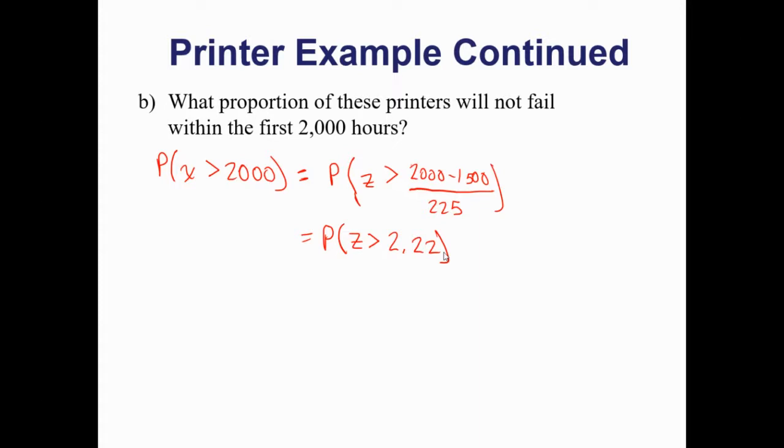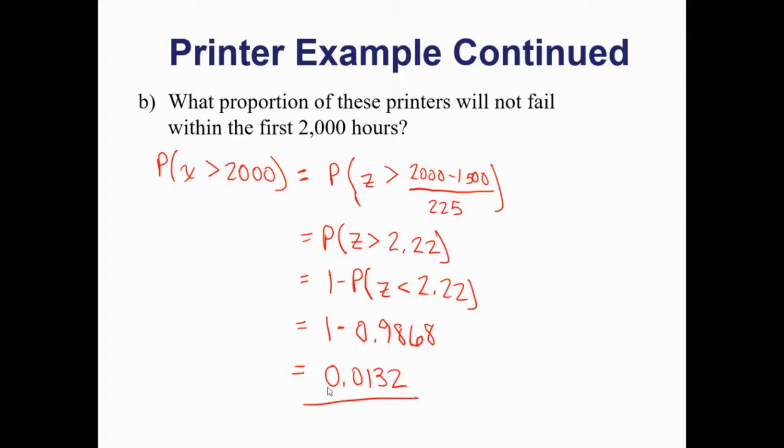Well, the table gives less than 2.22. Remember, we want greater than, so I'm going to have to subtract 1 from that, or subtract that from 1. And that gives us our probability. Okay. Do the same stuff we did yesterday? Yes. Alright.